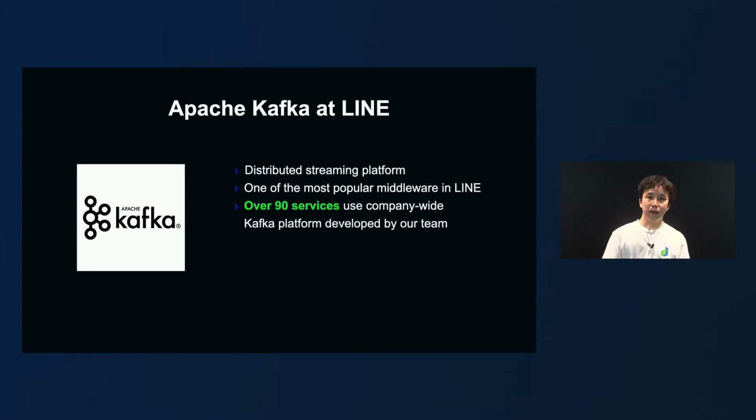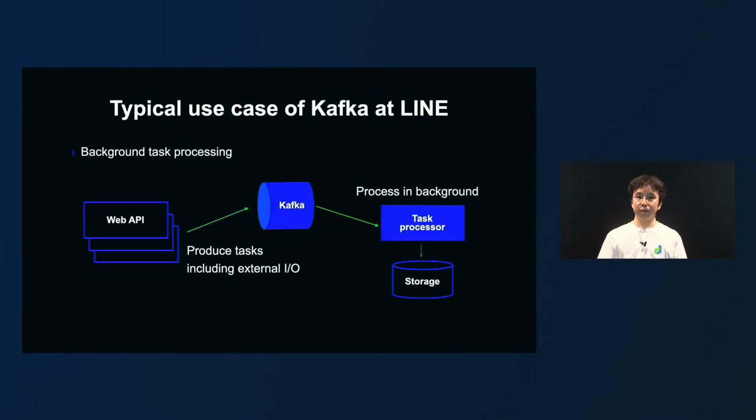I'm sure that many of you might know this, but Apache Kafka is a middleware for streaming processing. Apache Kafka is one of the most popular middleware in Line. Over 90 services use the company-wide Kafka platform that our team developed and operates. A typical use case of Kafka at Line is background task processing, including external I/O. As you can see in this diagram, Web API produces tasks to Kafka, and the task processor receives them and processes them in the background.